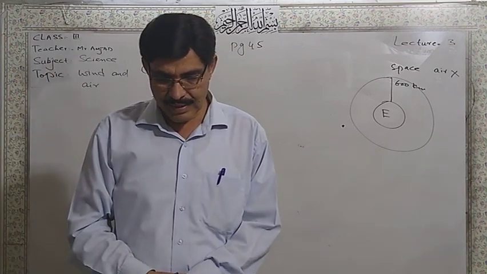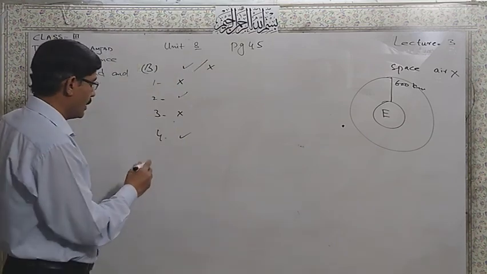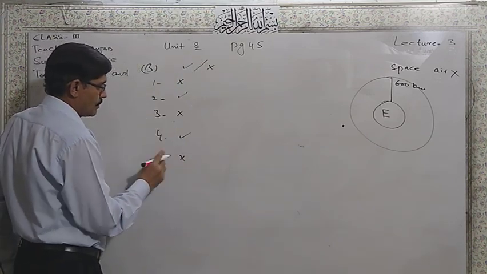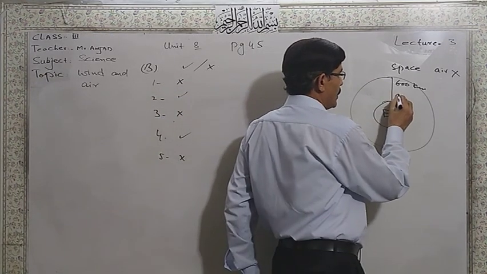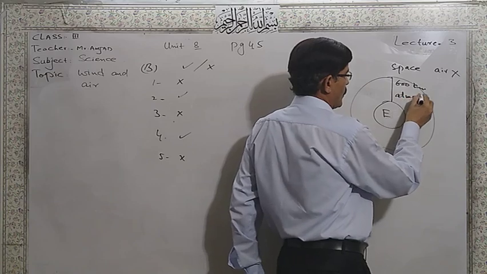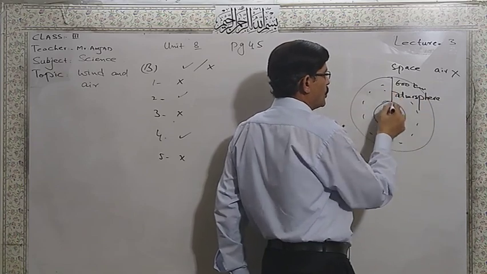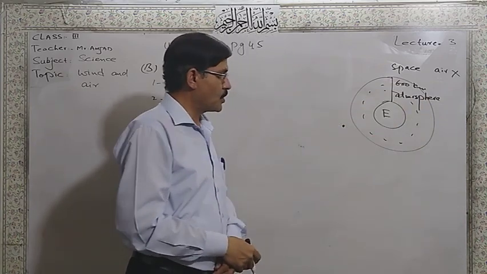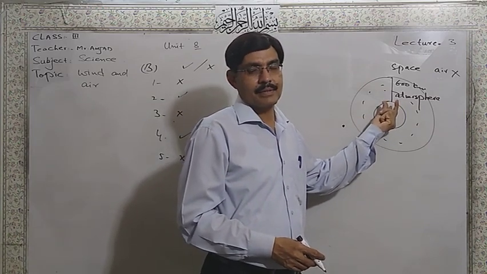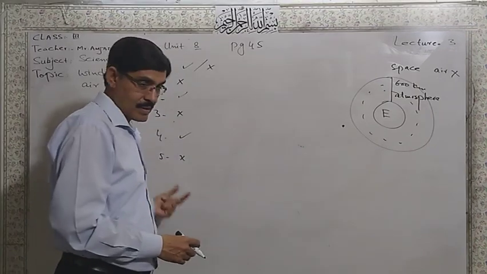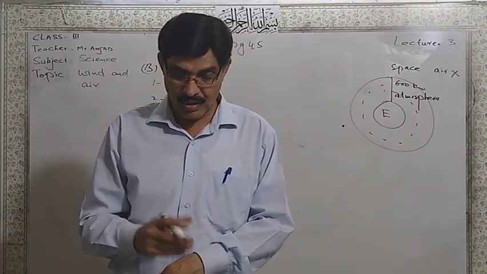Number 5, there is more air higher up in the atmosphere. No, not at all. This is cross. This is our atmosphere. The more you rise, the more you go up, the less air you find. That's why it is cross. There is more air higher up in the atmosphere, it's cross.